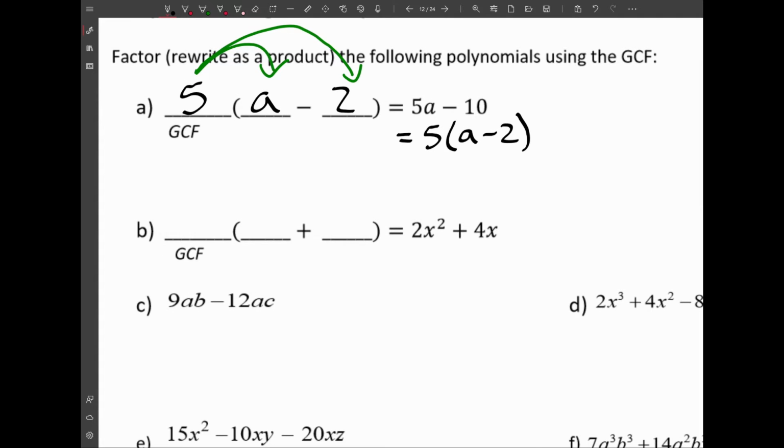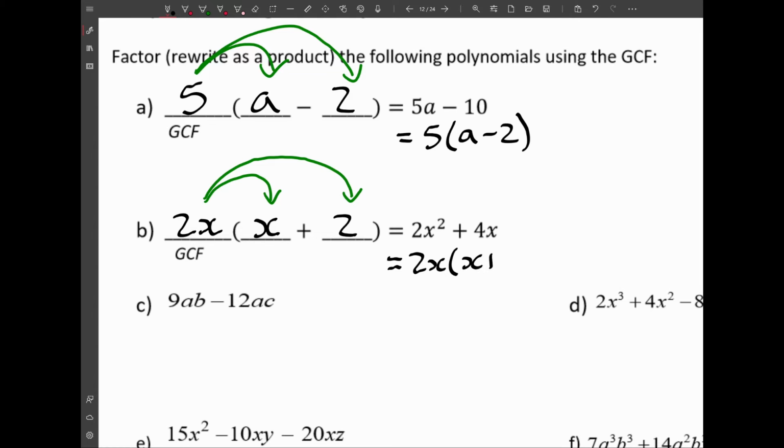All right, then let's look at the second one. So I have 2x squared and 4x. The GCF of that is 2x. So again, we ask, 2x times something gives me 2x squared. That's x. 2x times something is 4x. That's 2. So we can rewrite 2x squared plus 4x as 2x times x plus 2.